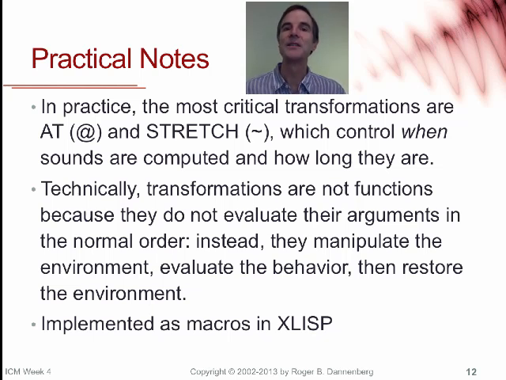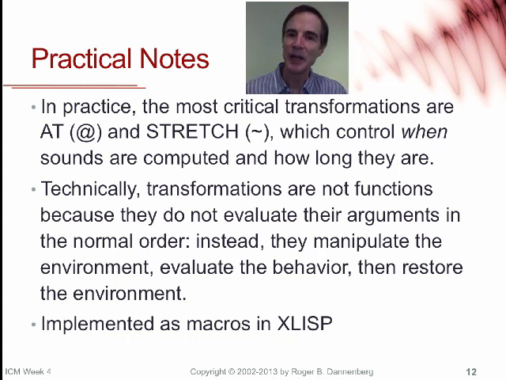In practice, the most critical transformations are at and stretch. Those control when sounds are computed and how long they are. After developing all of this technology, I'm not a really big fan of extensive use of transformations. I think sometimes just explicit parameter passing is less confusing, easier to manage in programs. But at and stretch are just really indispensable.